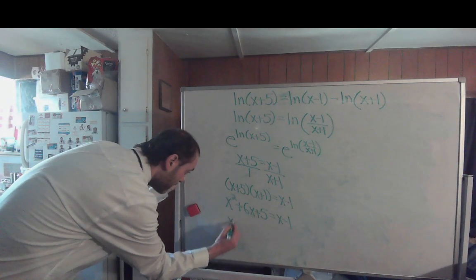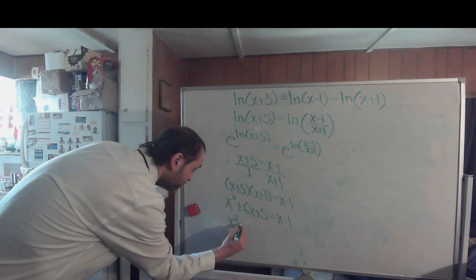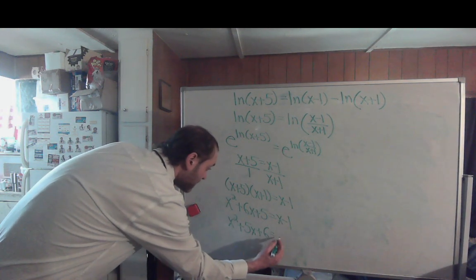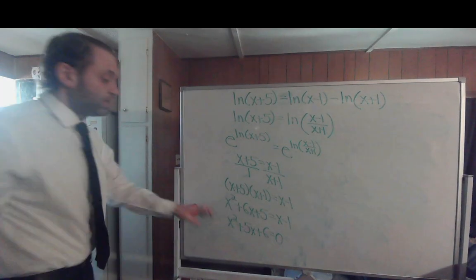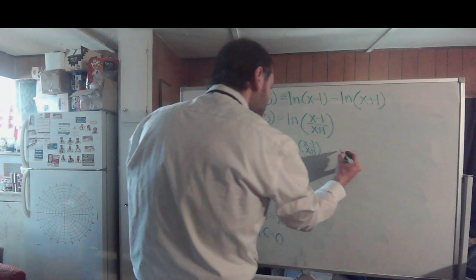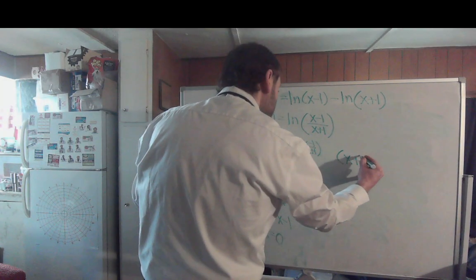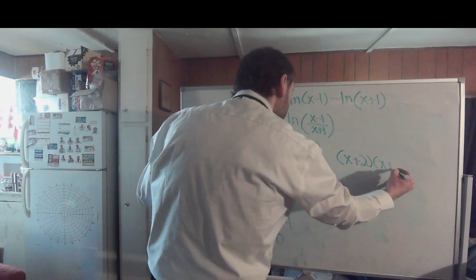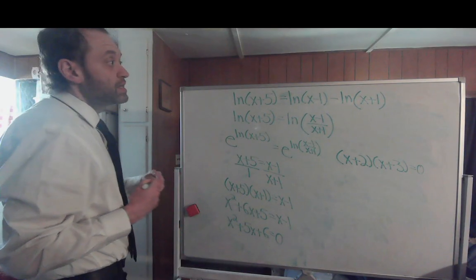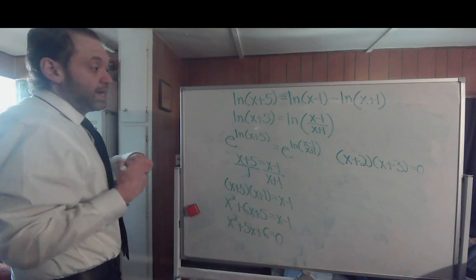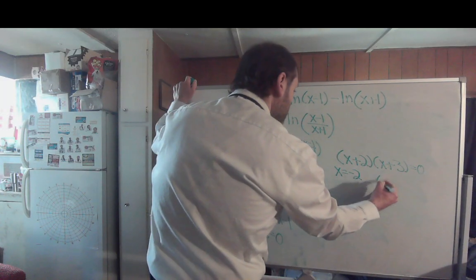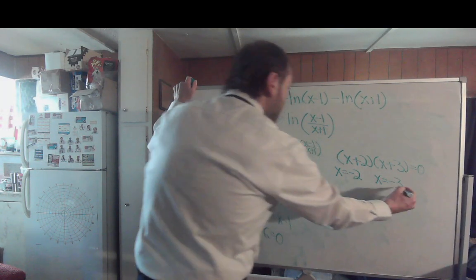You'll get x squared plus 5x plus 6 equals 0. So we have a simple quadratic equation, which, how does that factor? This would factor into x plus 2 quantity times x plus 3 quantity is equal to 0. Alright, so let's go ahead and set each of these factors equal to 0. You would get x equals negative 2 and x equals negative 3.